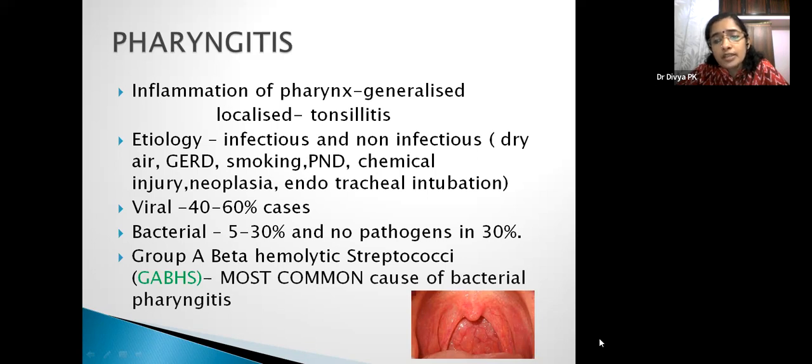Non-infectious causes of pharyngitis include dry air, especially from using air conditioners, gastroesophageal reflux disease, smoking, postnasal drip, chemical injury, neoplasia, and prolonged endotracheal intubation. 40 to 60% of cases are viral pharyngitis, 5 to 30% have bacteria isolated, and in 30% no pathogen may be identified. Group A beta hemolytic streptococcus is the most common cause of bacterial pharyngitis.